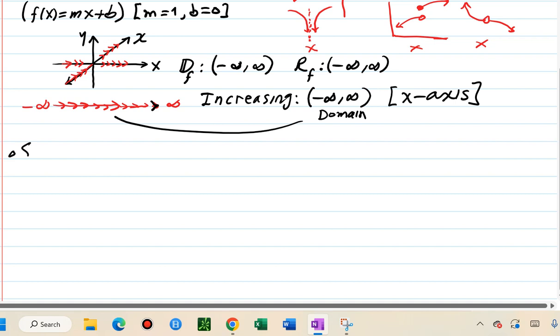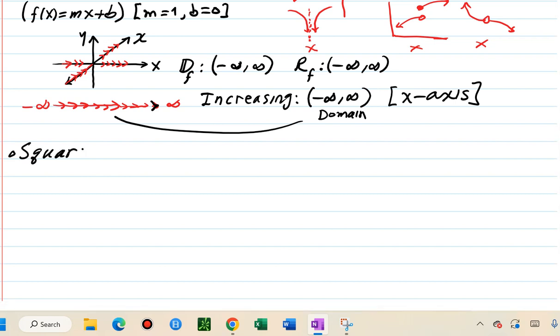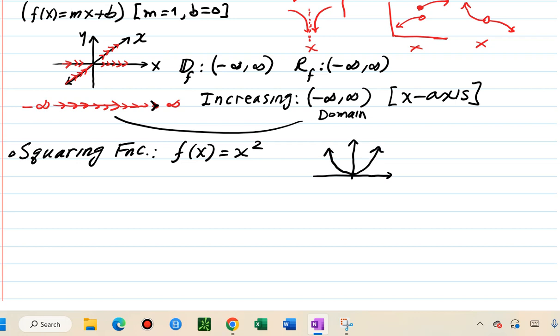Next, let's take a look at what we call the squaring function. The squaring function, in its most basic form, is f of x equals x squared. Now, what does the graph of this look like? I'm sure you've seen it in your earlier math courses. This is the graph of the function. The name of the graph is a parabola, right? That's the name of the graph, a parabola.